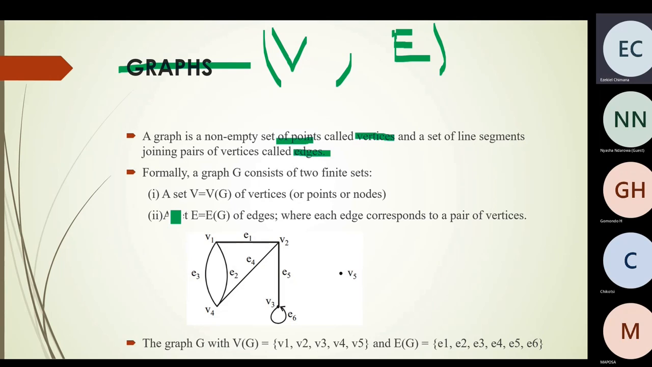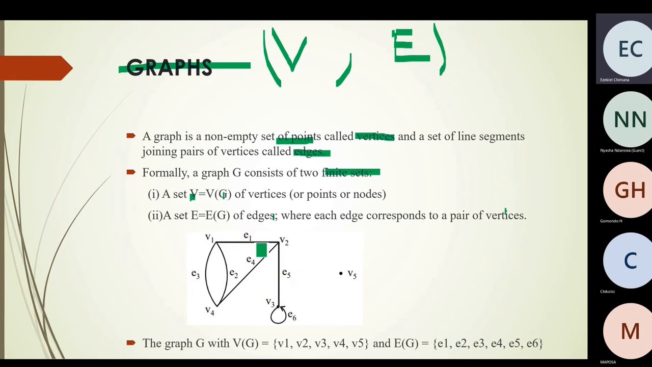Of edges. So formally a graph G consists of two finite sets: a set V of G, which is a set of vertices, or points, or nodes. And then we've got a set E of G, which will be a set of edges, where each edge corresponds to a pair of vertices. So we need a pair of vertices, and then we have a single edge there, or other edges there, maybe two or one bidirectional or so.